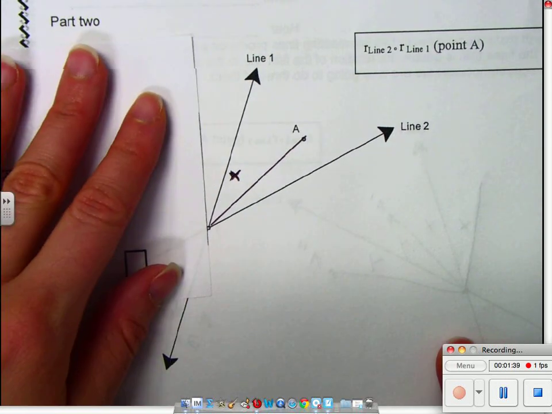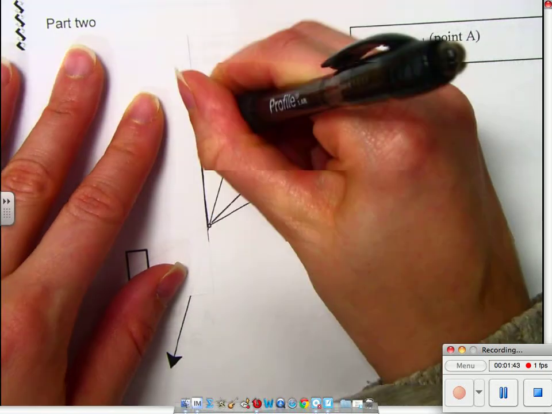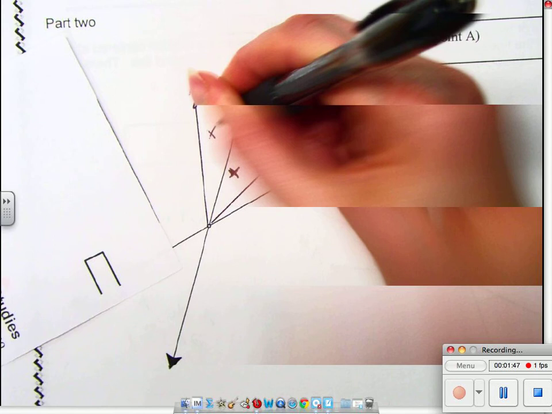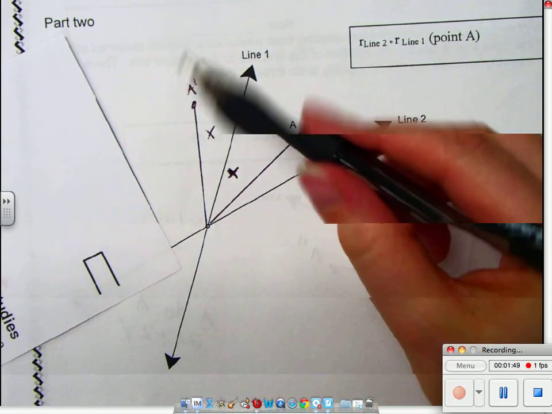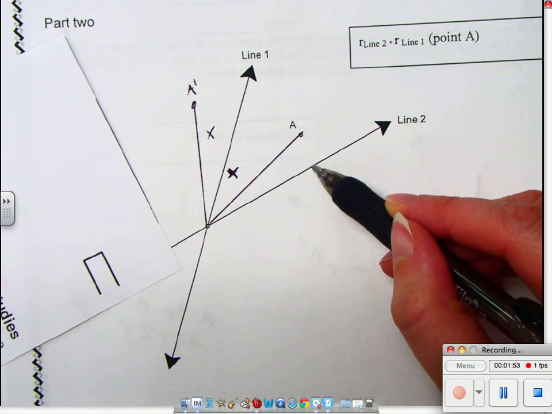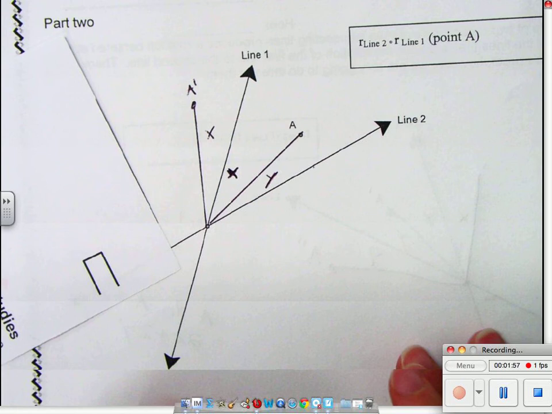Okay, so now I'm going to reflect it over line 1. And I'm going to get A prime is x away. Okay, do we agree that between line 1 and A is a bigger angle than A to line 2? Okay, so I'm going to put this a different letter. I'm going to make it y.